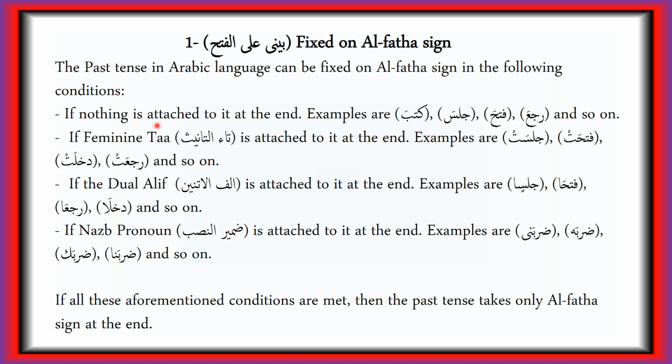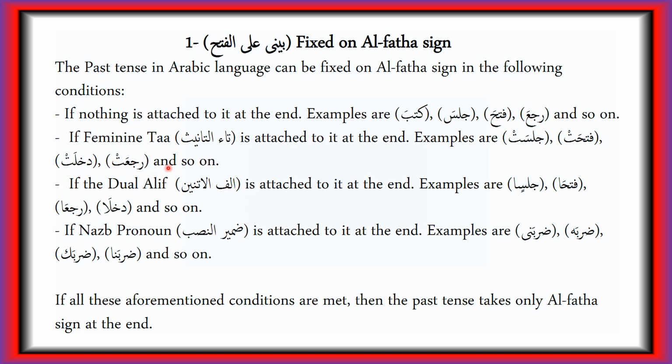A feminine ta of tanis is attached to it at the end. Examples are jalasat, fatahat, dakhalat, raja'at, and so on. You see that all of these verbs have ta tanis attached to the end. For example, jalasat has ta tanis attached to its sin, which is the end of jalasa, and fatahat has ta tanis attached to its ha, and so on. So they all take fatha.